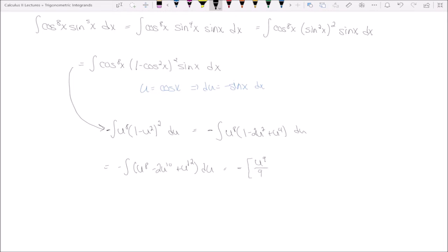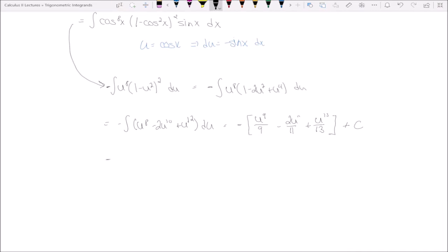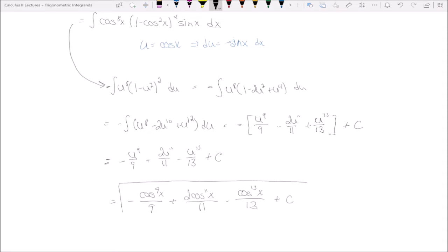Taking the antiderivative, u to the 9th over 9 minus 2u to the 11th over 11 plus u to the 13th over 13 plus a constant. If we distribute that negative through, negative u to the 9th over 9 plus 2u to the 11th over 11 minus u to the 13th over 13 plus constant. Now replace our u. So we get negative cosine to the 9th over 9 plus 2 cosine to the 11th all over 11 minus cosine to the 13th over 13 plus our constant. And that would be our antiderivative.